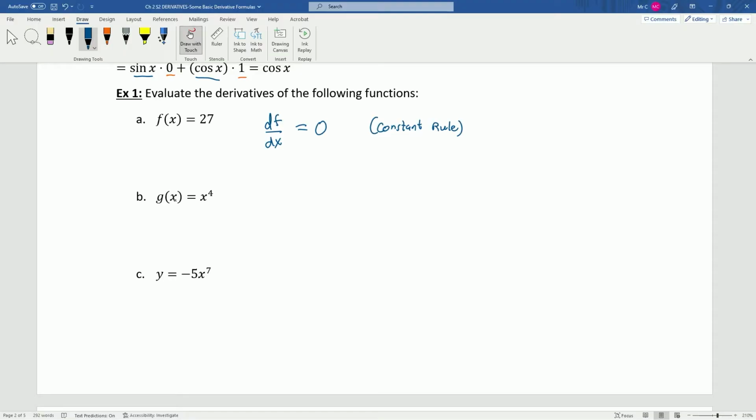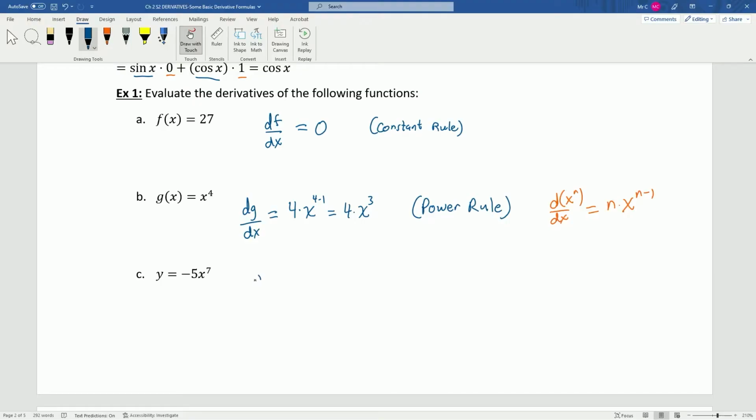Now I'm looking at this function g of x equals x to the fourth, so I want the derivative of g with respect to x. And this is 4 times x to the 4 minus 1, or in other words, 4 times x to the third power, and that's just the power rule. So remember, again, the power rule, you're going to use this one a lot. The derivative of x to the nth power is n times x to the n minus 1.